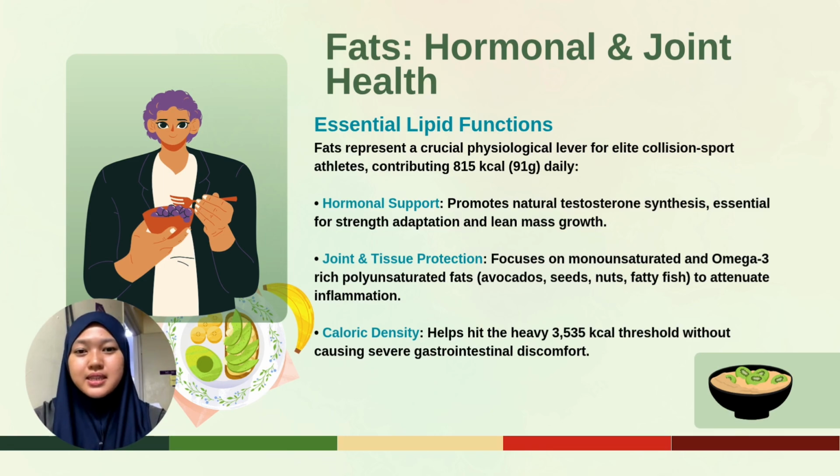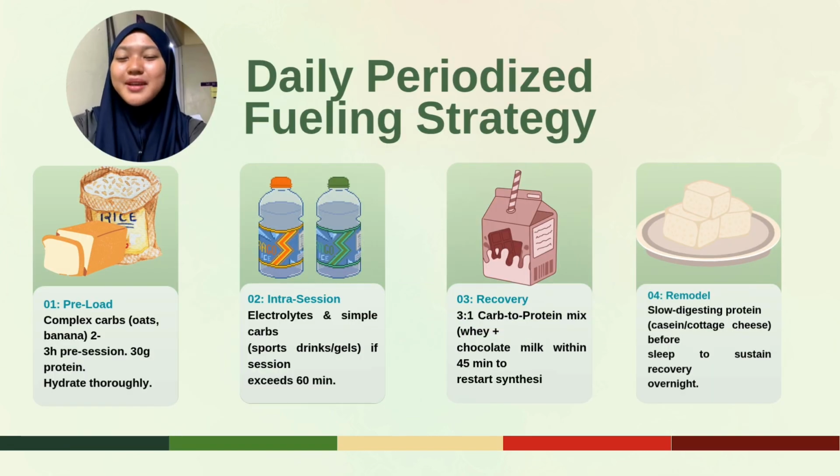The next one is it helps for your joint and tissue protection, which is a focus on monounsaturated and omega-3 rich polyunsaturated fats like avocados, seeds, nuts, fatty fish to attenuate the inflammation. Lastly is caloric density, which helps the athlete to hit the heavy 3,535 calorie threshold without causing severe gastrointestinal discomfort. So before I end my presentation, I want to share about my daily periodized feeding strategy.